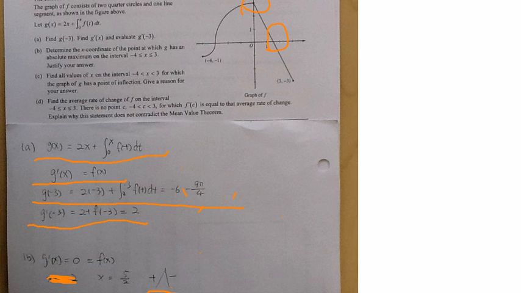Our last question: find the average rate of change of f on the interval from -4 to 3, and there is no point c, with c less than 3 and greater than -4, for which f prime of c equals that average rate of change. Explain why this statement does not contradict the Mean Value Theorem.